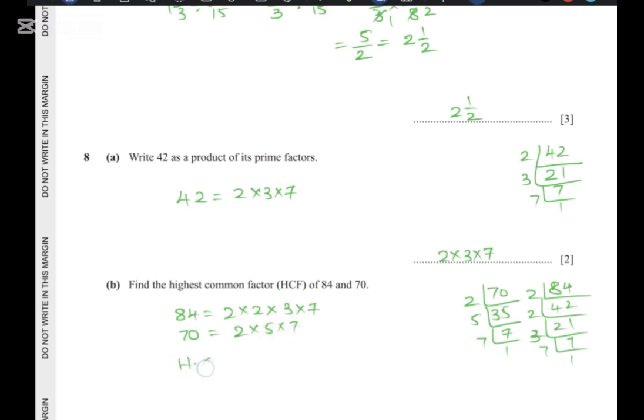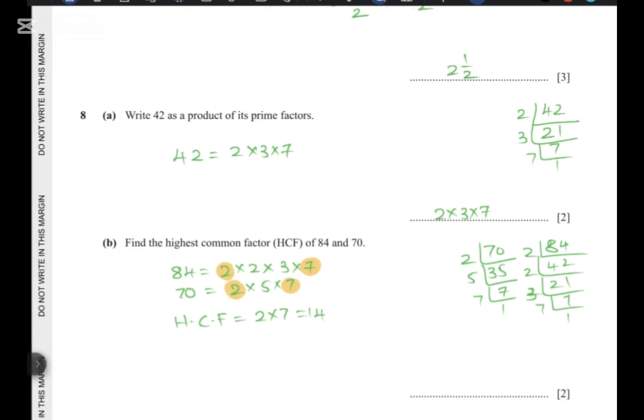The HCF, highest common factor, will be: find the common numbers. 2 is common, 7 is common, rest nothing is common. So 2 into 7 will be the HCF, which is 14. So the answer is 14.